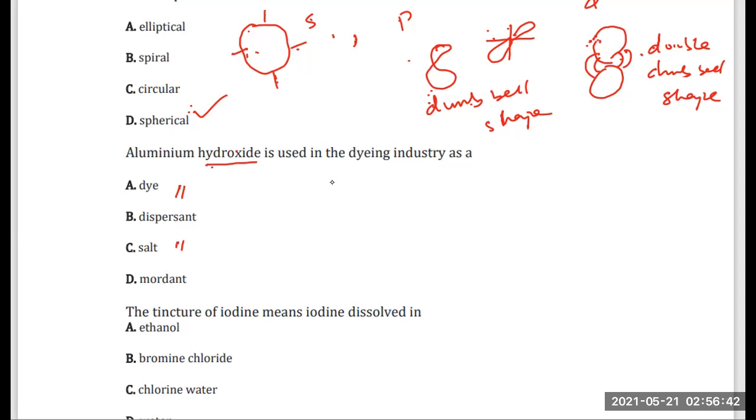So what aluminum hydroxide does in the dyeing industry is to help fix the dye, to bind it. So it's a mordant. It's a mordant.